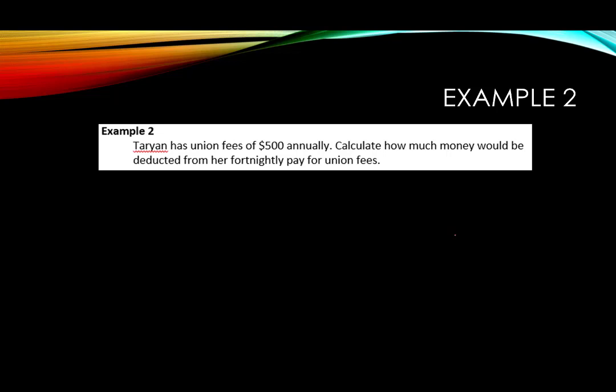Example number 2, Tarian has union fees of $500 annually. Calculate how much money will be deducted from her fortnightly pay for union fees. Well, this is very similar to our salary, isn't it? So we've got $500 annually, and we want fortnightly. So remember, there are 26 fortnights per year.